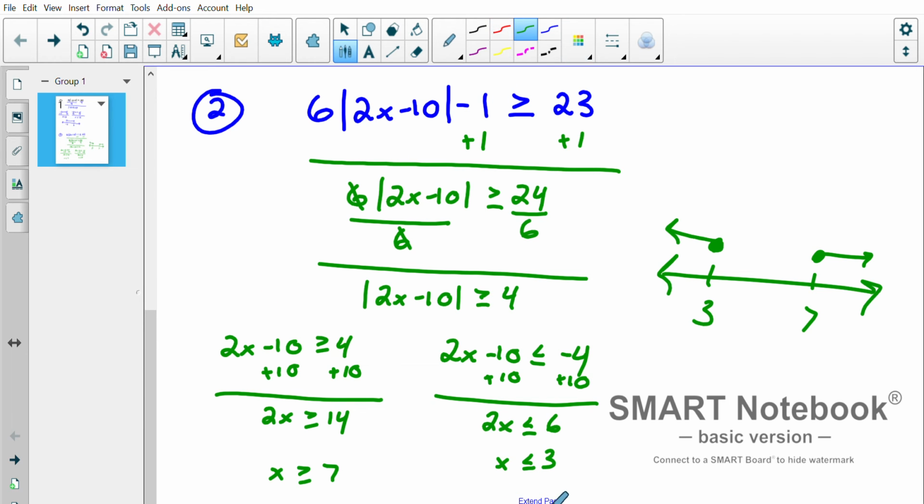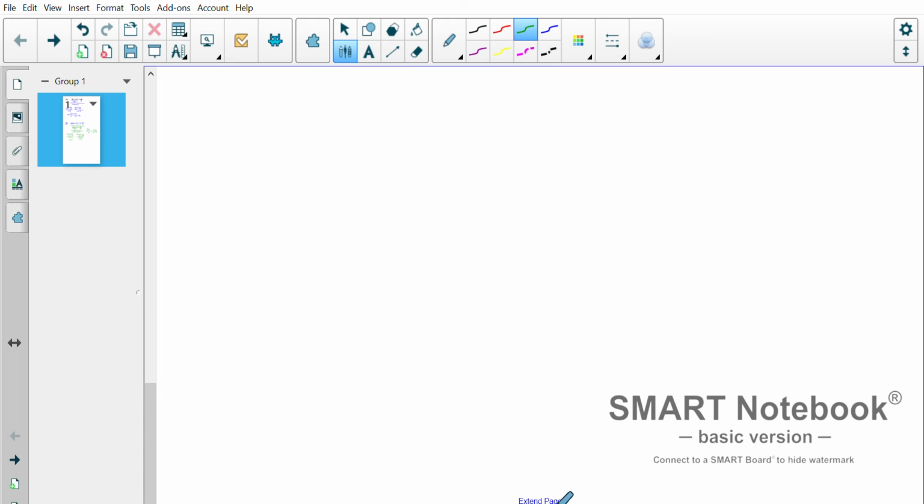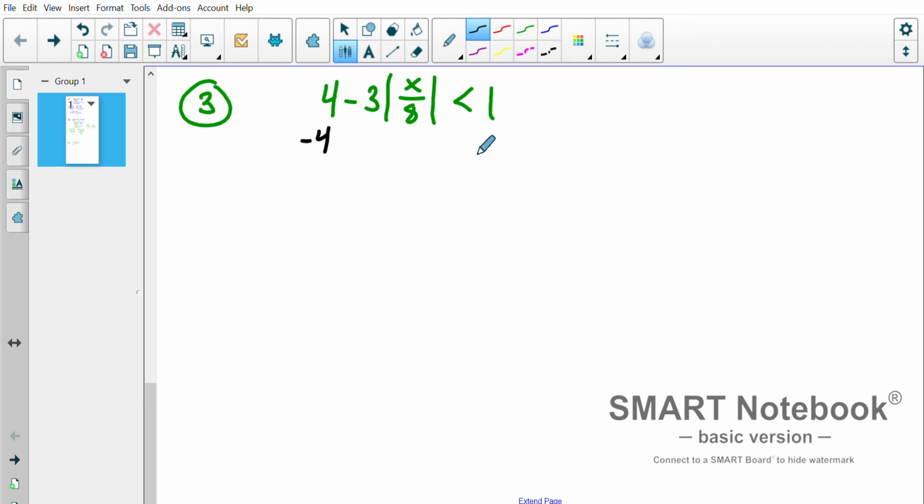All right, and last practice problem before I turn you loose to work on that homework. 4 minus 3 times the absolute value of x divided by 8 is less than 1. So just like always, we've got to get rid of this stuff on the outside first. We are going to subtract the 4 first, to get rid of our addition and subtraction.